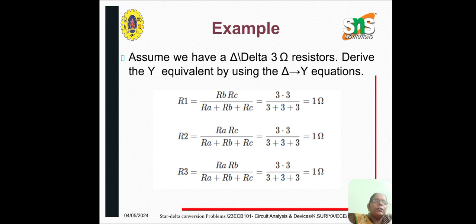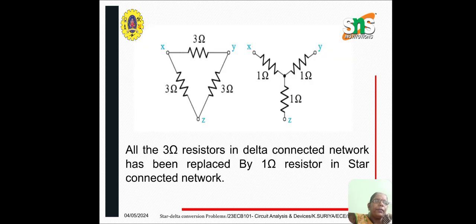So a 3 ohm resistor in a delta network is equivalent to a 1 ohm resistor in a star network. So this is the conversion diagram. The delta network is converted into a star network with 1 ohm resistors.